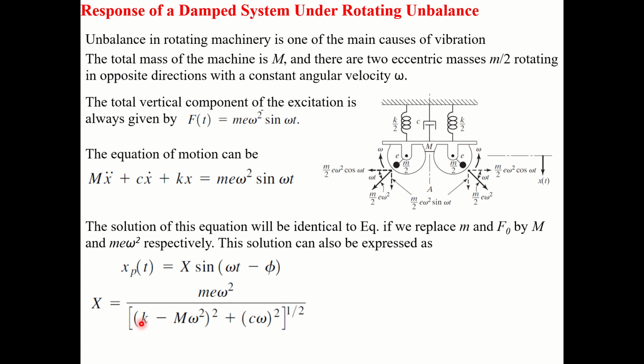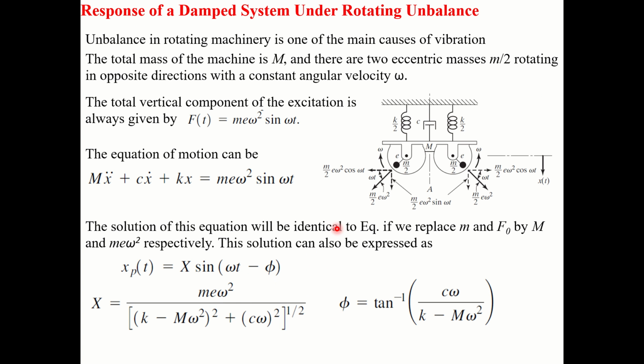Root of (k minus m omega square) whole square plus (c omega) whole square. If we simplify it we will get phi, where tan phi is c omega divided by this term. So we will get the phase angle. This is our rotating unbalance, and the rest everything will be the same.